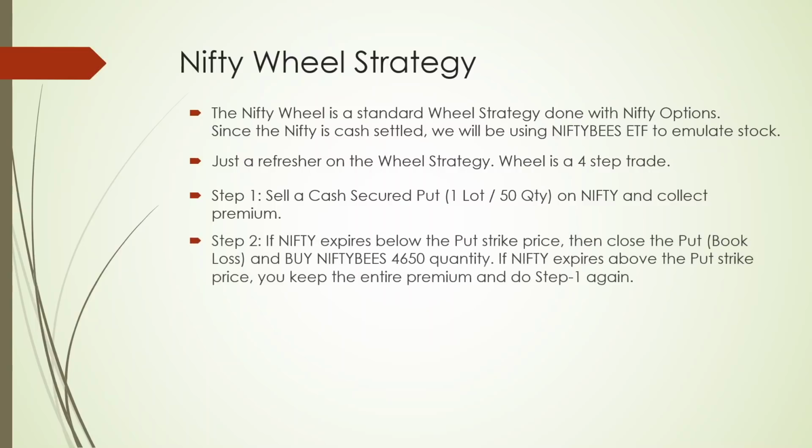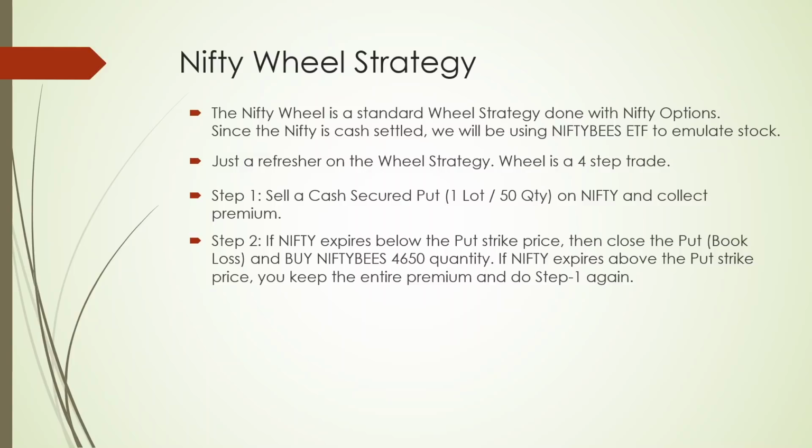Step 2, if the Nifty expires below the put strike price, you close the put, meaning you are booking a loss in the put, because if the market goes down and closes below your strike price, your put is in the money. Since it is cash settled, you can leave it for settlement, and you are booking a loss because you will be paying more money back. Once you close the put in loss, go and buy Nifty Bees 4650 quantity. This is as good as getting assigned on the stock. This is step 2.